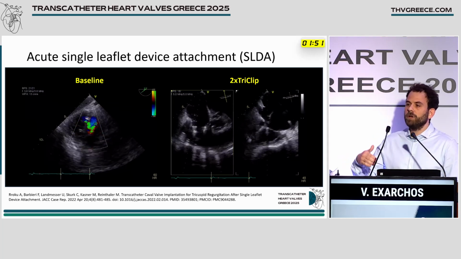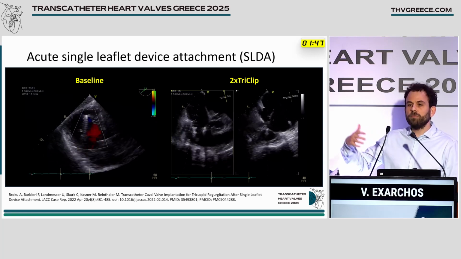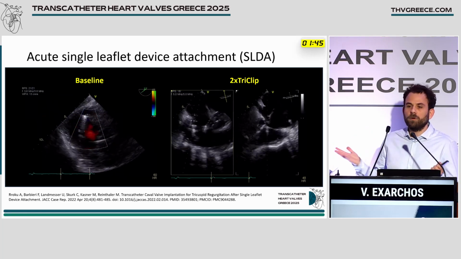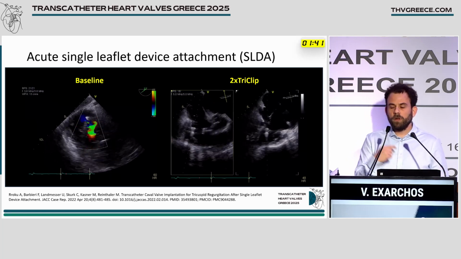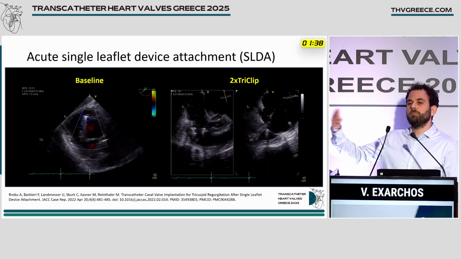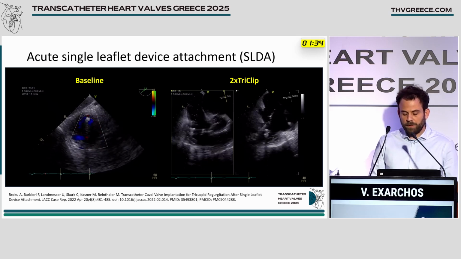I mean, if we are doing more and more procedures, even if we are trying to optimize everything, we will have more complications, or we will have complications. So we have to think, and in the future it will play a very important role, think and rethink about bailout options, about complication management. And here I have a very nice example.